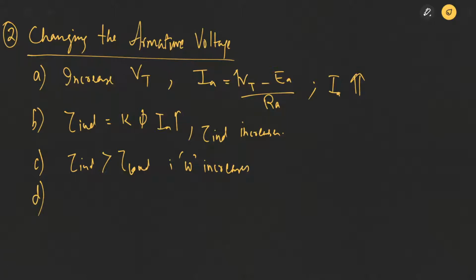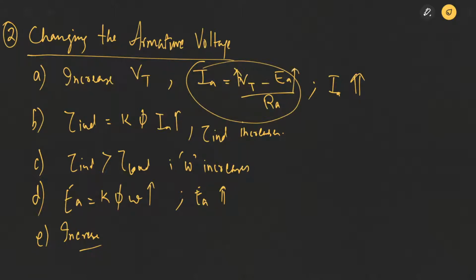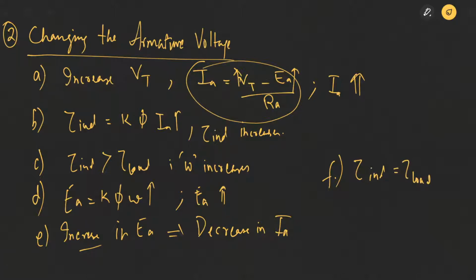Once the speed of the motor increases, we know Ea is equal to K phi omega. As omega increases, Ea will increase again. Once Ea increases, that means the armature current decreases again. Looking at this equation, initially we had increased Vt only. Now Ea also increases, and an increase in Ea means a decrease in the armature current. So once the armature current decreases, finally the induced torque, K phi Ia, will again be equal to the load torque, but at the expense of increased speed.